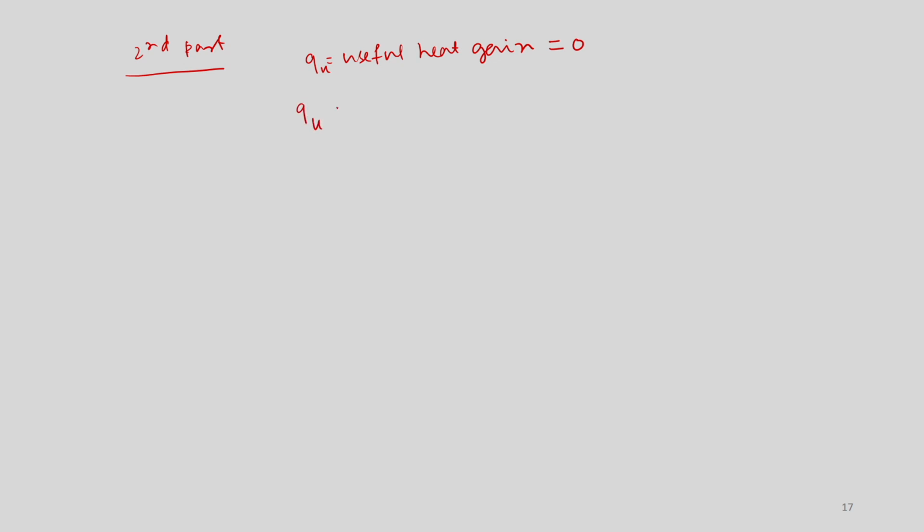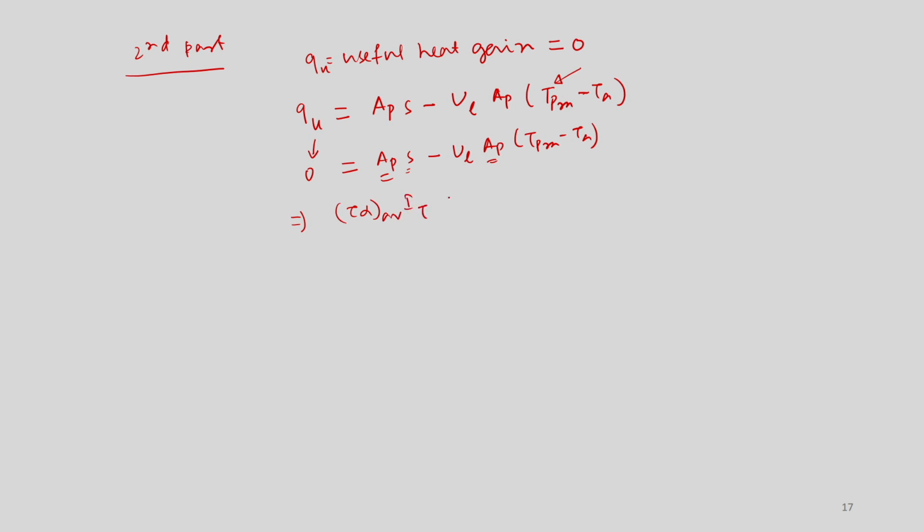And already we know the expression for QU, which is nothing but AP into S minus UL AP into TPM minus TA, because we need to find out what will be the mean plate temperature if that circulation pump fails. That means, what will be the maximum temperature we will get in the collector if no heat is collected. So, QU is 0 and here AP S minus the same term UL AP TPM minus TA. If we simplify, AP is common for both expressions. So, we can take out S, and S is nothing but tau into alpha average into IT, and this will be UL into TPM minus TA.